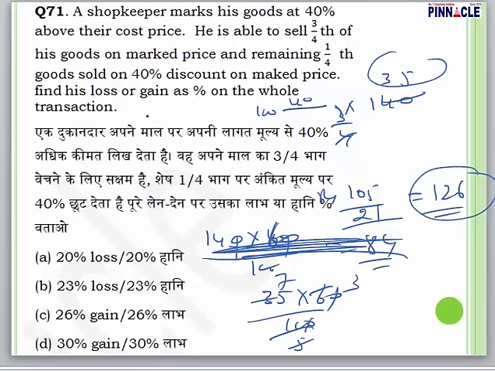And the price was 100 rupees. 100 rupees was the cost price. So 26% is the gain in this case.